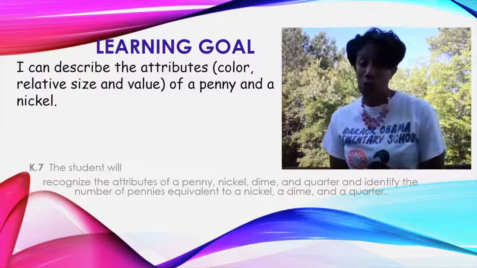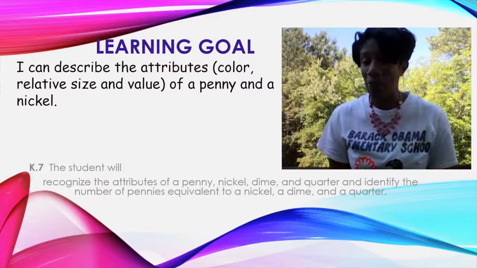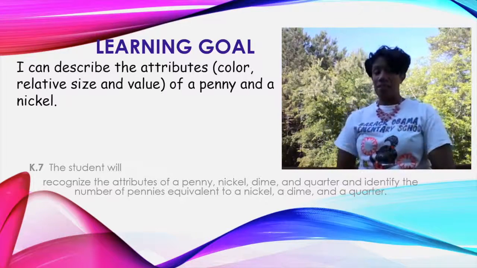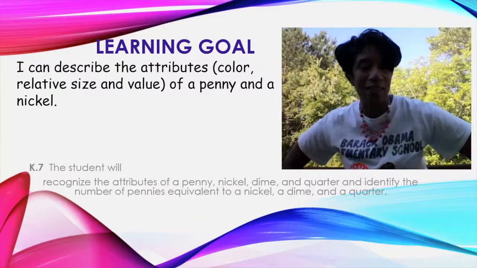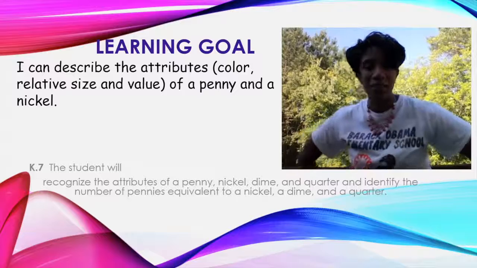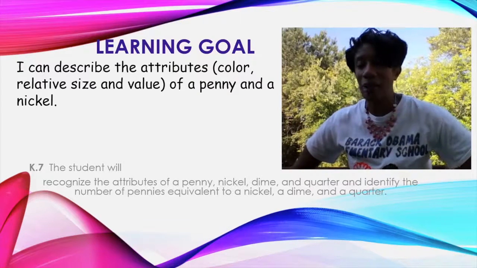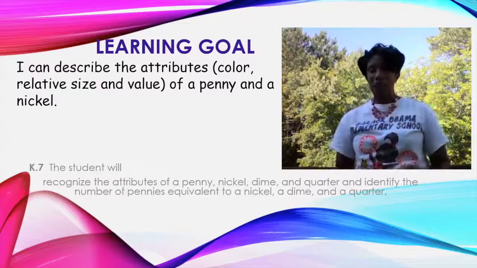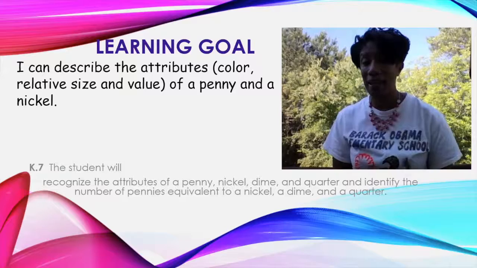And those two things that we're talking about tie into our SOL, which is K.7, which says that the student will recognize the attributes of a penny, a nickel, a dime, and a quarter, and identify the number of pennies equivalent to a nickel, a dime, and a quarter. So we're going to take it in chunks this week, and we're only going to do parts of it. So today we're looking at the penny and the nickel.